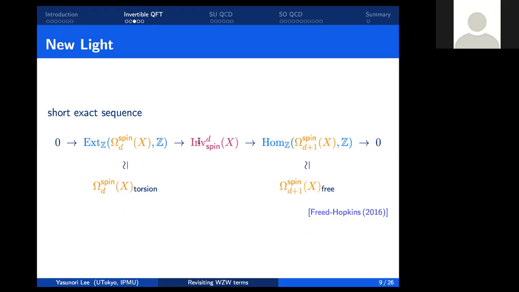To be honest, I still don't understand your definition of invertible spin of X. So you just consider a d-dimensional manifold mapping to X? A d-dimensional manifold mapping to X, and it considers a QFT? Sorry, what's the definition? This red one? How do you define it?